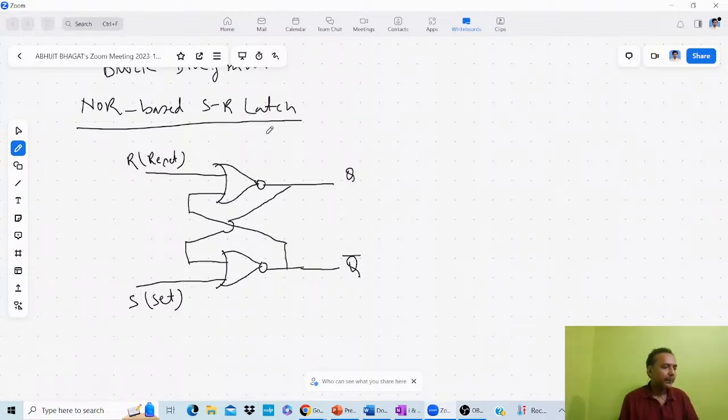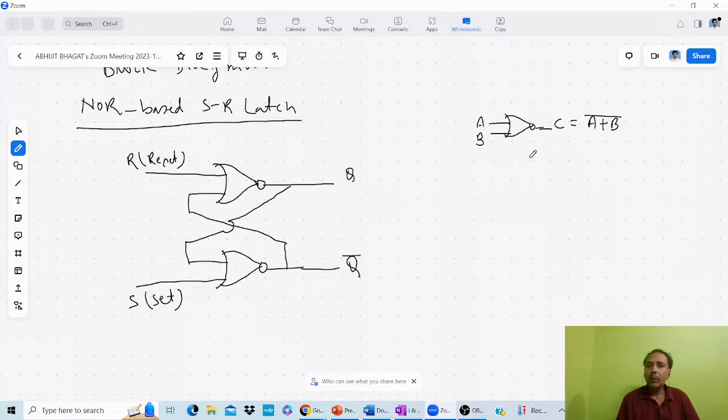Now next, all of you know the truth table of NOR gate. In case of NOR gate, there are two inputs, A, B, and your output C is A plus B complement. This is the input, and output C equals A plus B complement for the NOR gate.